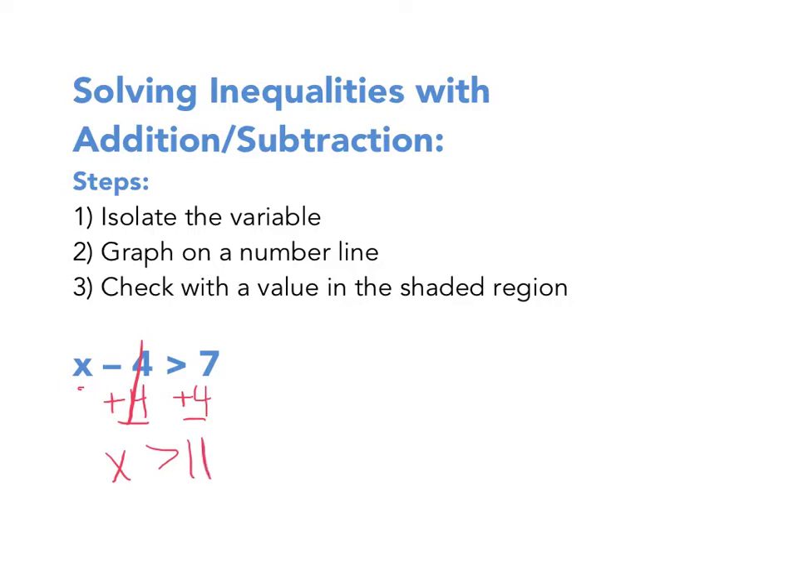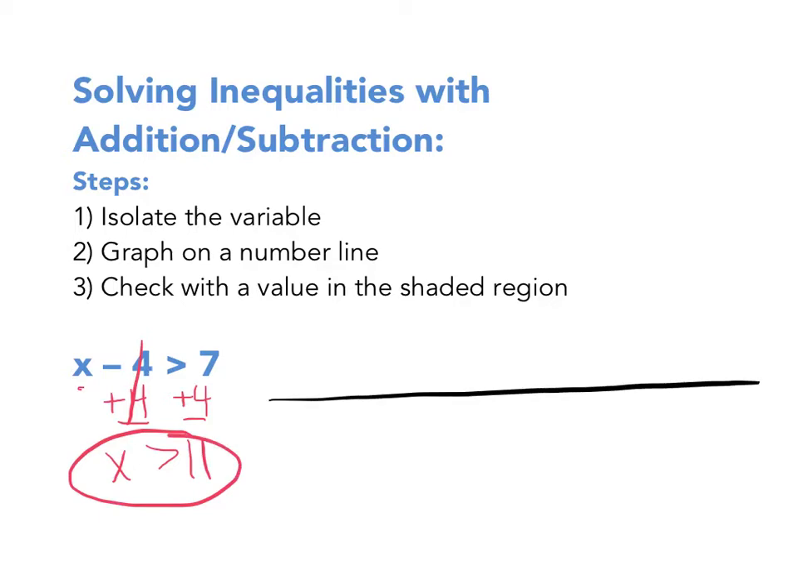I don't need to change the direction of the sign. All I did was add 4 to both sides. Even if I subtracted and put a negative number on the other side, I still would not have to change the direction of the sign. It's only when I am multiplying or dividing that I have to change that direction. So we get our answer of x is greater than 11.